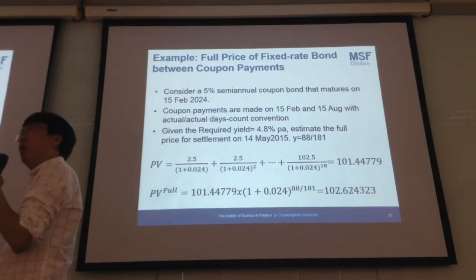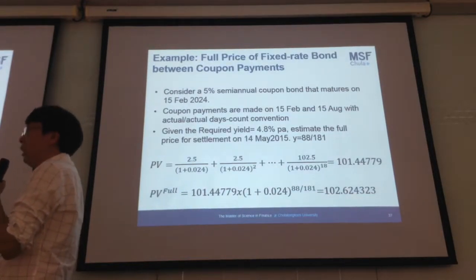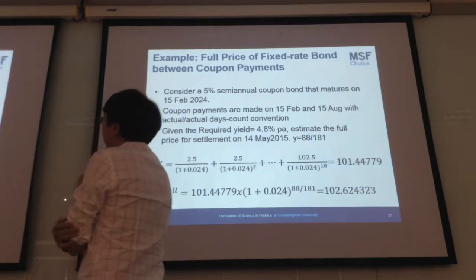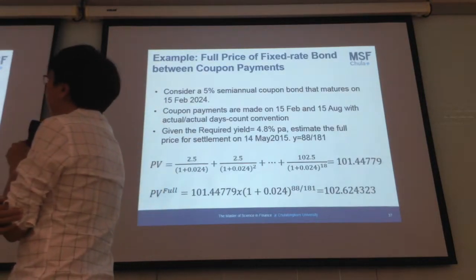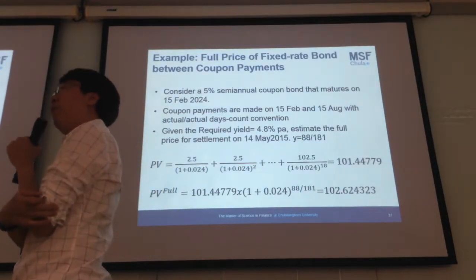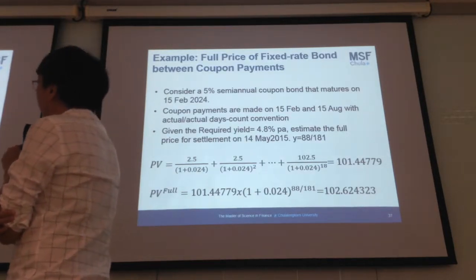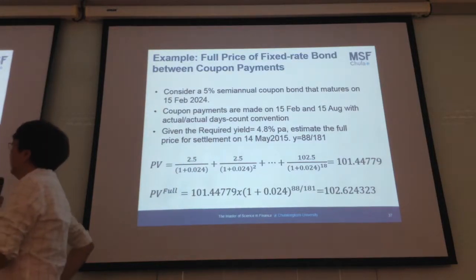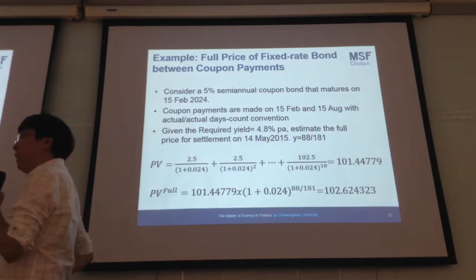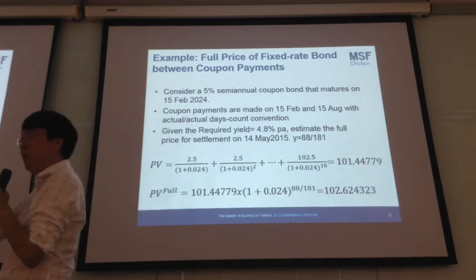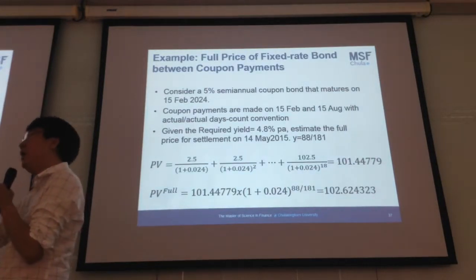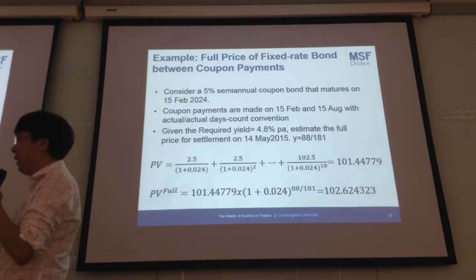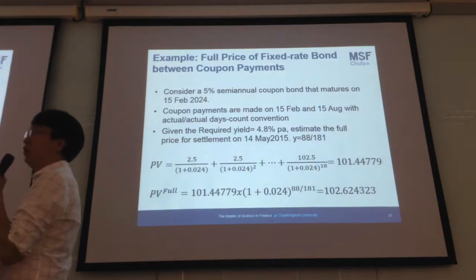Suppose we use the quoted price, 100% of the par value, and the bond will mature on 15 February 2024. The settlement date is on 14 of May 2015. You may submit the quoted price maybe 2 or 3 days before that, but this is the day that will be effective, when you transfer the money and transfer the bond to the buyer.